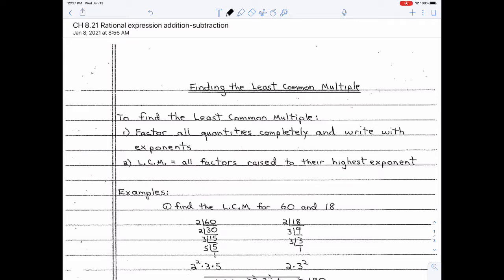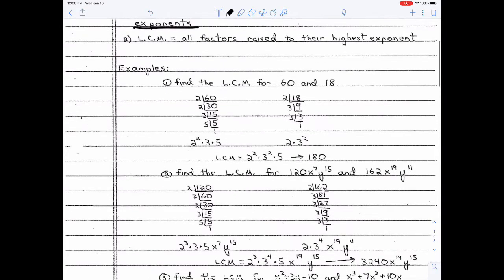If you don't, you've got to get that straight right away, because none of the rest of this is going to make any sense. Okay, so what I want to talk about here is how do you find the common denominator? What you have to do is factor all quantities completely and write it with exponents. So what do you have to do? Factor it completely and then write with exponents. All right. So let's take a look at the common denominator for 60 and 18. Now, this one's not as easy as like 4 and 6. So what do you do? You take 60 and you factor it.